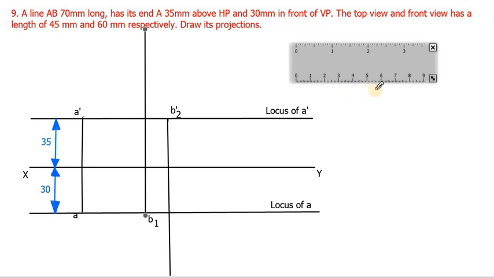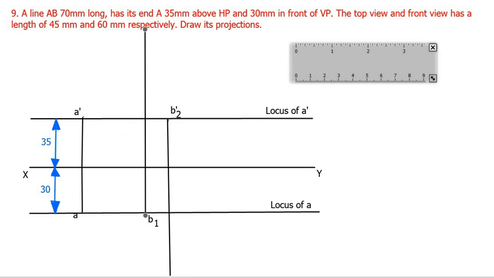Take the compass, measure the true length of the line, that is 70 mm, and with A dash as center we can draw one arc on the extension of the B1 line. Similarly, of the same length with A as center we can draw one arc from the extension line from the point of B2 dash. So this point can fix the true length. From there we can find the true inclination towards HP and VP. That's what I am going to do.